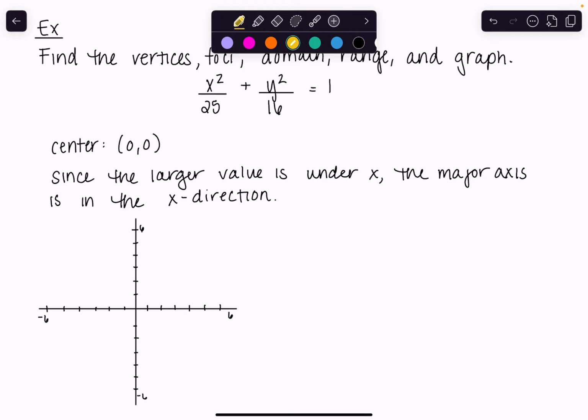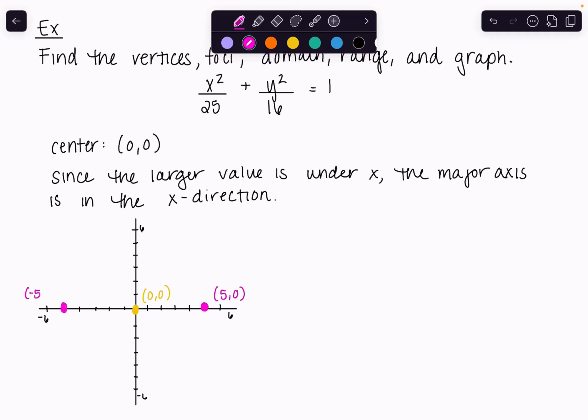So our center HK is going to be right in the middle at the origin, 0, 0. And now this being 25 underneath x tells me I'm going to go out 5 in the x direction. So that would bring me right over here and then right back here. Okay, so this coordinate would be 5, 0.